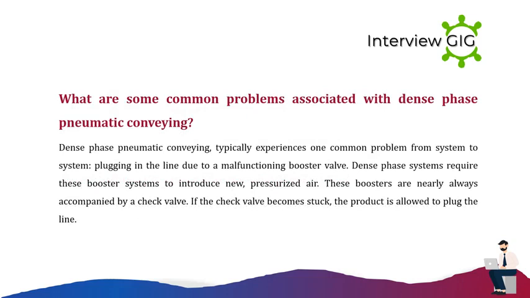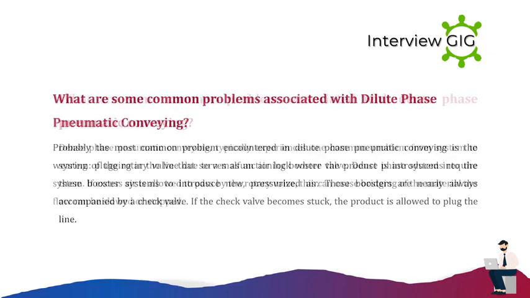What are some common problems associated with dense phase pneumatic conveying? Dense phase pneumatic conveying typically experiences one common problem from system to system: plugging in the line due to a malfunctioning booster valve. Dense phase systems require these booster systems to introduce new, pressurized air. These boosters are nearly always accompanied by a check valve. If the check valve becomes stuck, the product is allowed to plug the line.